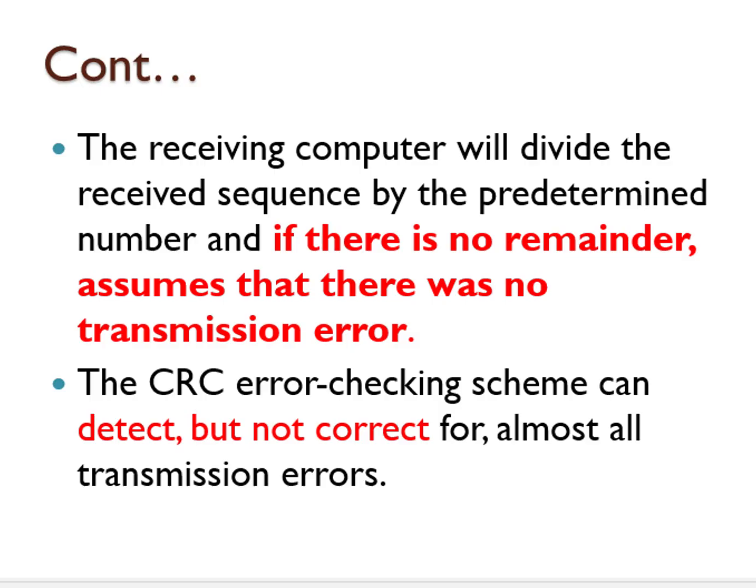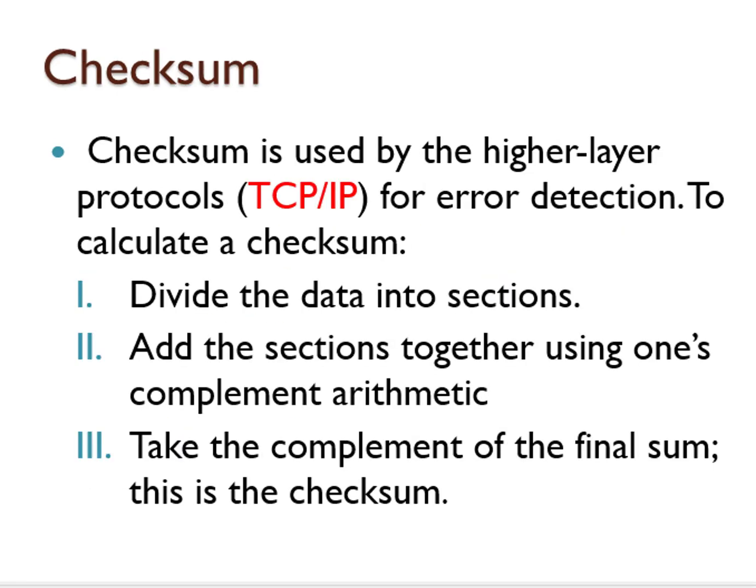The CRC error checking scheme can detect, but not correct for, almost all transmission errors. Checksum is used by the higher layer protocols, TCP/IP, for error detection. To calculate a checksum: 1. Divide the data into sections. 2. Add the sections together using 1's complement arithmetic. 3. Take the complement of the final sum; this is the checksum.